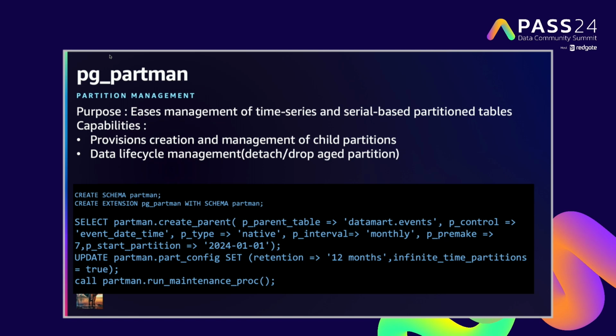So pgpartman has a capability that you can define multiple things, not only the creation of the child table, but also maintenance of those child partitions. You might want to back up older partitions. You might want to drop the older partitions. So just by defining the parent, you have the option to mention, like in this example, we have the events table, which is being partitioned by event date type. And we want monthly partitions to be created. And we are asking it to pre-create 7 partitions, starting with January 1st, 2024.